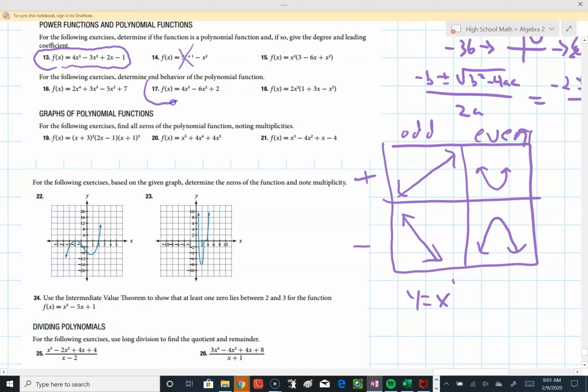So for number 17 here, it's an even a, 4. It's an odd power. So it's going to behave like this. You would say as x approaches positive infinity, as we move to the right, this graph is moving up. y, or f of x, also tends to positive infinity. As we move left, as x approaches negative infinity, f of x approaches negative infinity.